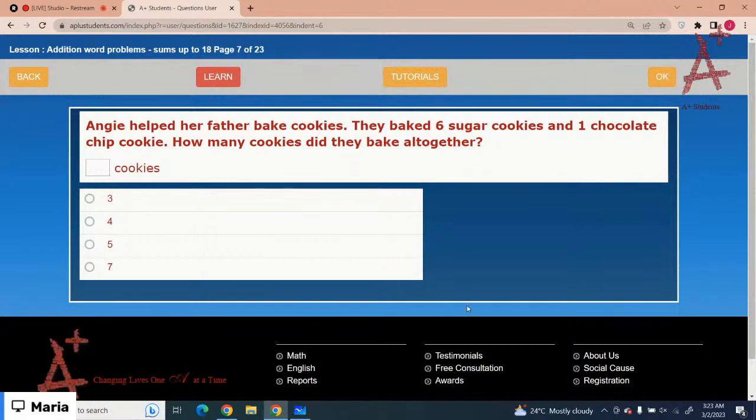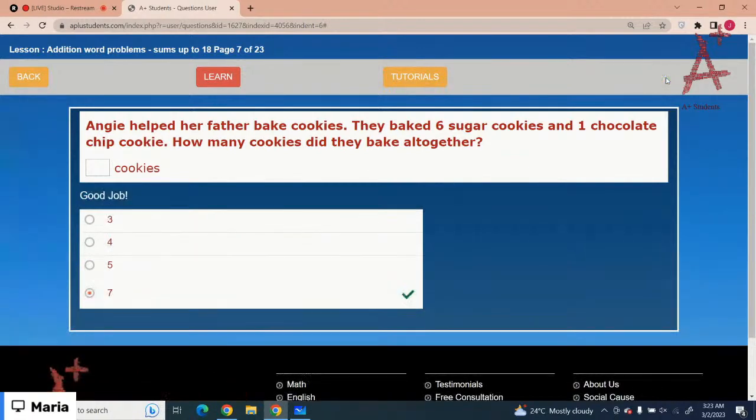Got it? So 6 plus 1 makes 7. That means altogether they baked 7 cookies. Got it?